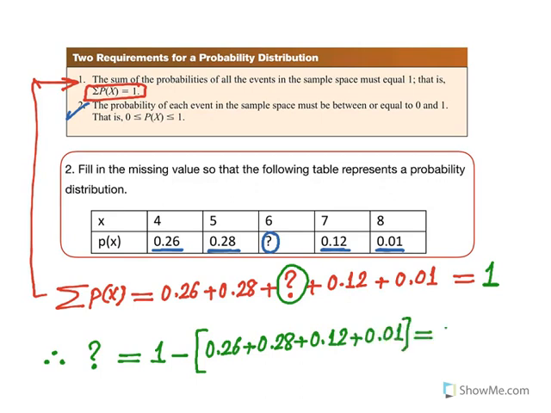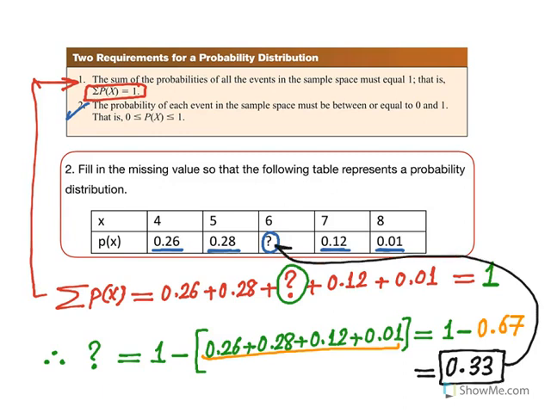And this will give you 1 minus, if you add up the numbers here, exactly 0.67. And so my final answer will be 1 minus 0.67, which is 0.33. And so I just need to put this value in where the question mark is. And notice that this value also is between 0 and 1, bigger than or equal to 0, less than or equal to 1. So all the requirements are met for a probability distribution, and the question is done.